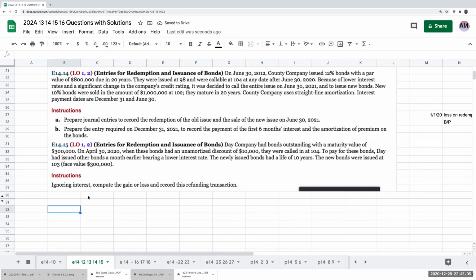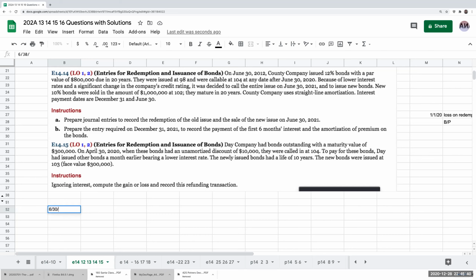1414. On June 30th, I issued 12% bonds with a par value of 800,000 due in 10 years. They were issued at 98 and callable at 104 any date after June 30th. Because of lower interest rates and a significant change in the company's credit rating, it was decided to call the entire issue on June 30th, 2021 to issue new bonds. So let's prepare the journal entries to record the redemption of the old issue and the sale of the new issue on June 30th, 2021.